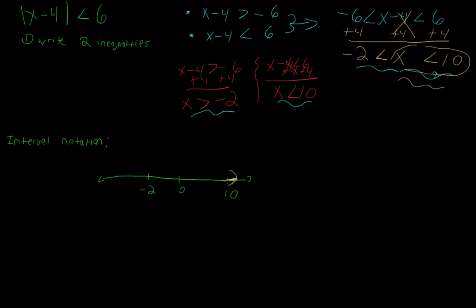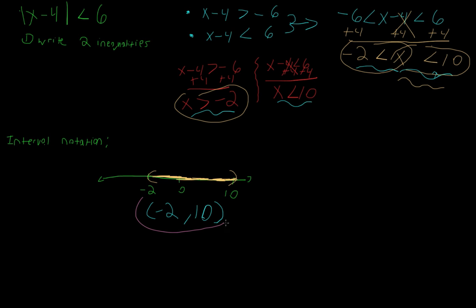Remember, it's an open interval, so we don't use brackets, we use parentheses, or you can use a circle. And this is saying that x is greater than negative 2. So to write that in interval notation, the answer would be negative 2, 10. That is our answer. I'll just give you a minute to look at it.